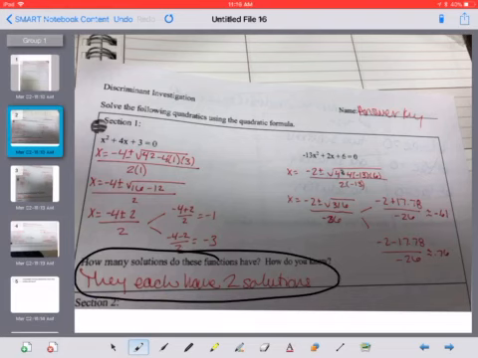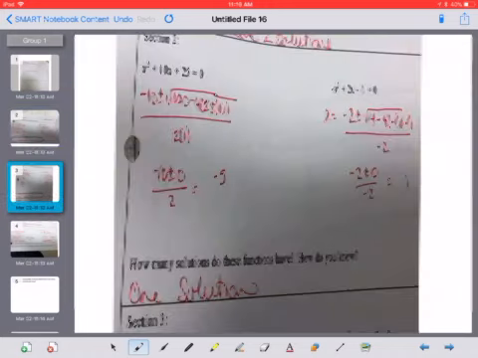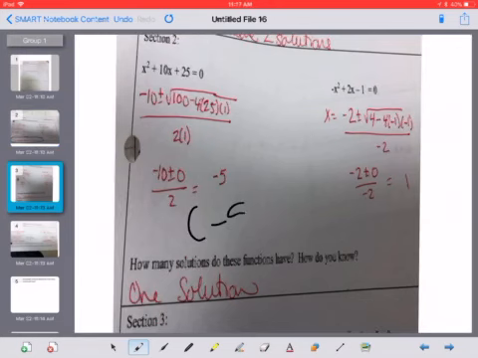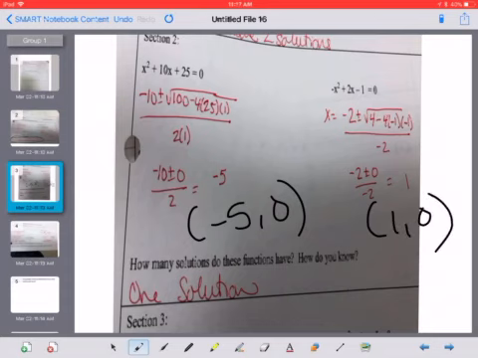Now I want you to pause the video again, and I want you to solve the two functions in section 2. Alright, so if you solve the two functions in section 2, you should have gotten a solution of -5, 0 for the problem on the left and 1, 0 for the problem on the right. And then you should have realized that both of those functions only had one solution.